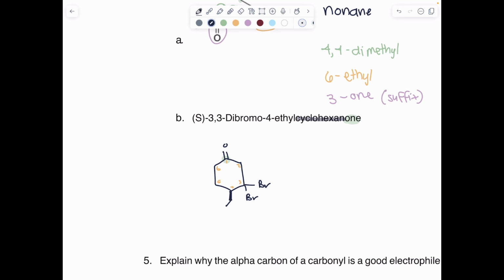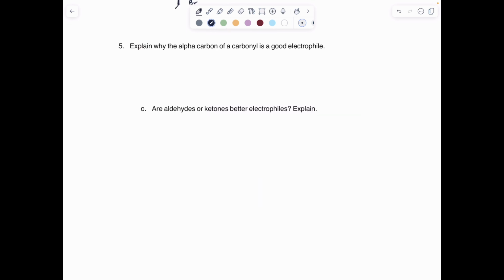Okay, so if that's on a wedge, then the stereochemistry is what it needs to be. Question 5 asks us to explain why the alpha carbon of a carbonyl is a good electrophile. So I think it's easiest to explain with a picture. The carbonyl carbon ends up being a good electrophile because of resonance, because that double bond is capable of resonating up onto the oxygen, which puts a negative charge on the oxygen and a positive charge on the carbonyl carbon. So because it has that slight partial positive, it's going to be more electrophilic than basically anything else on that molecule.